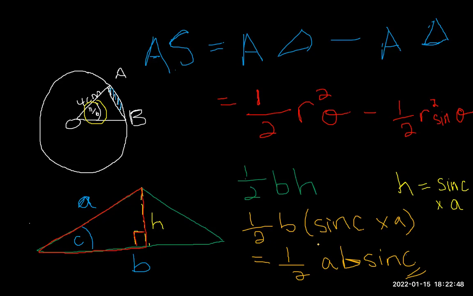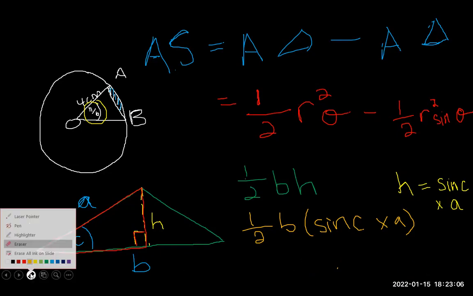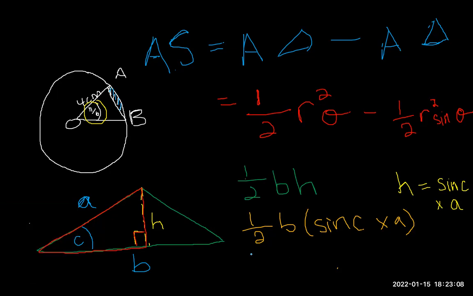I missed the last part. Why do you go from the second to last line to the last line? So a half b by sine C multiplied by a is the same as saying a half multiplied by b multiplied by sine C multiplied by a.